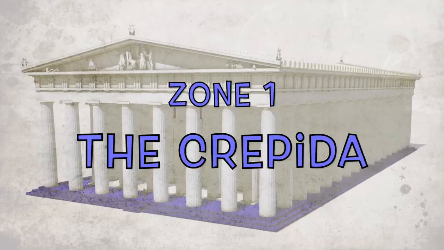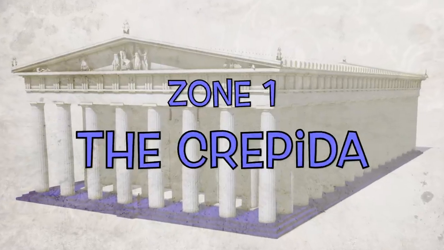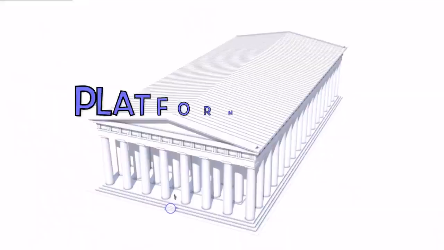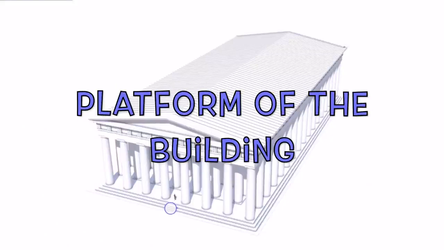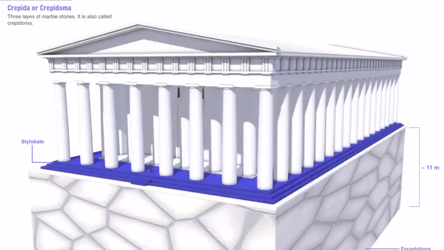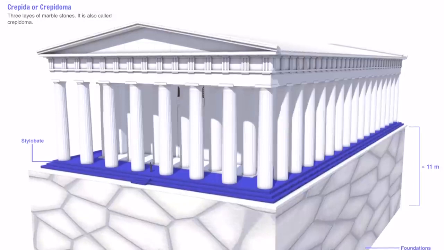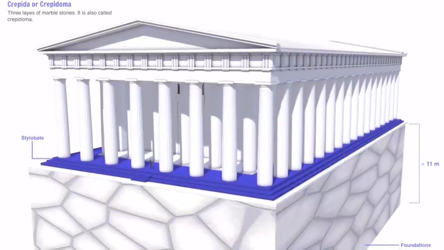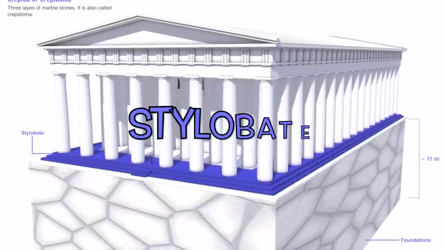Zone 1, the crepidoma. The platform on which the building rested was called crepidoma and appeared to us as steps. It consisted of 3 layers. The upper one was called stylobate.